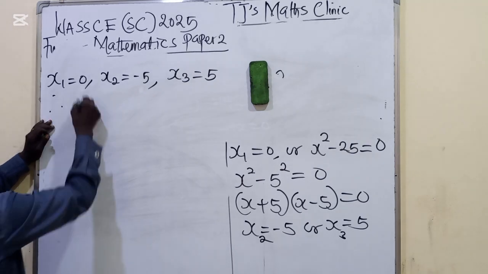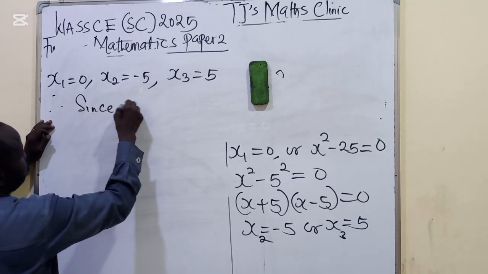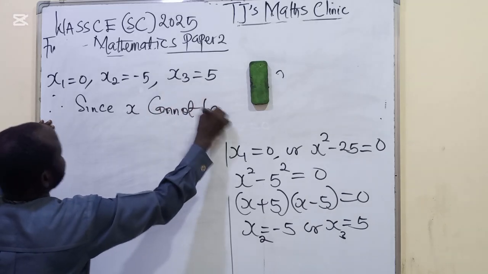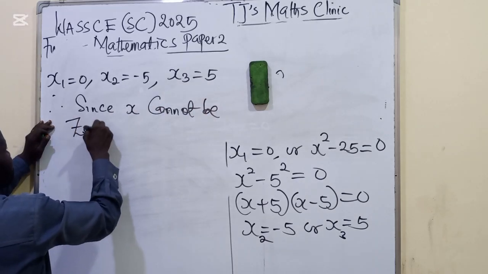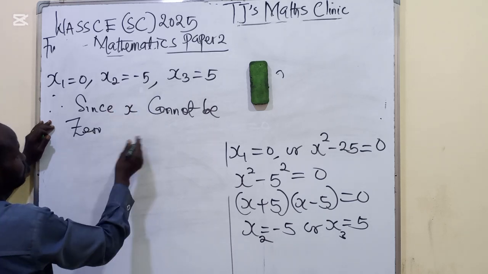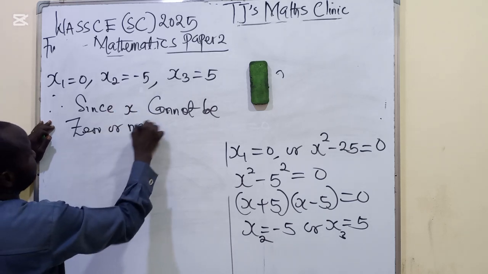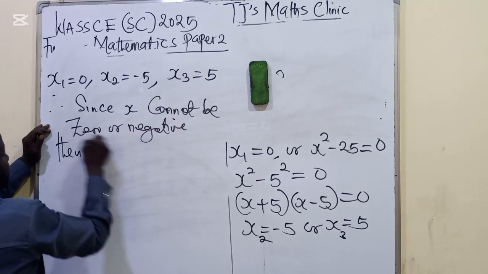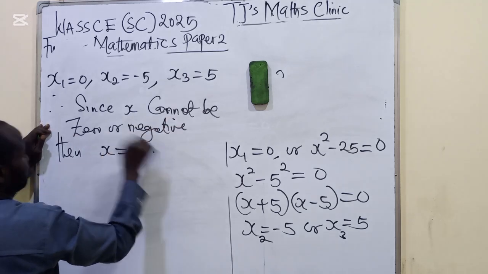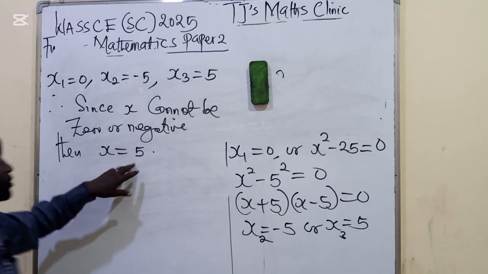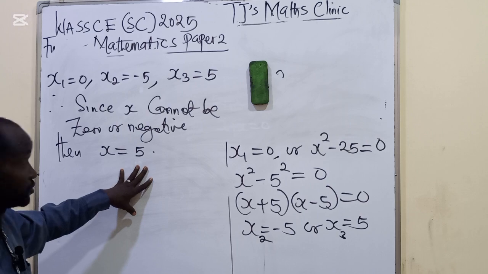So therefore, since x cannot be 0 or negative, then x is equal to 5, and this will be said to be the value of x. So x is nothing but 5. This is the solution to this question.